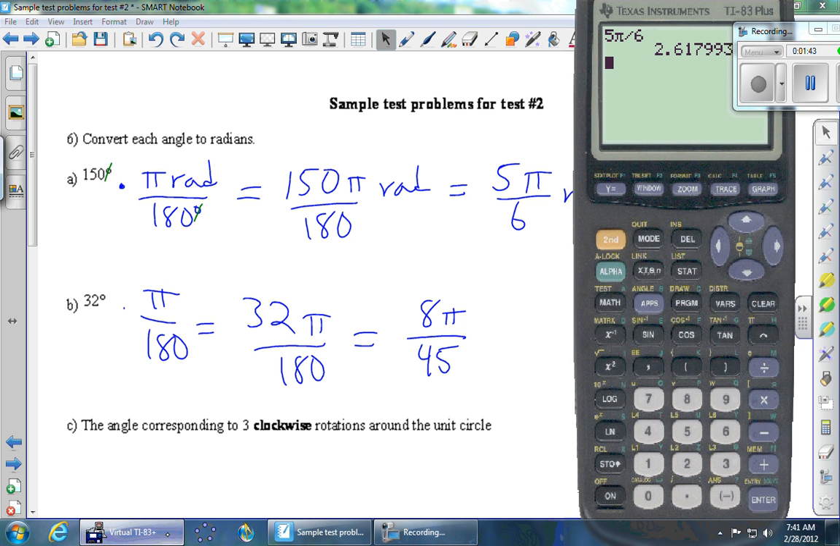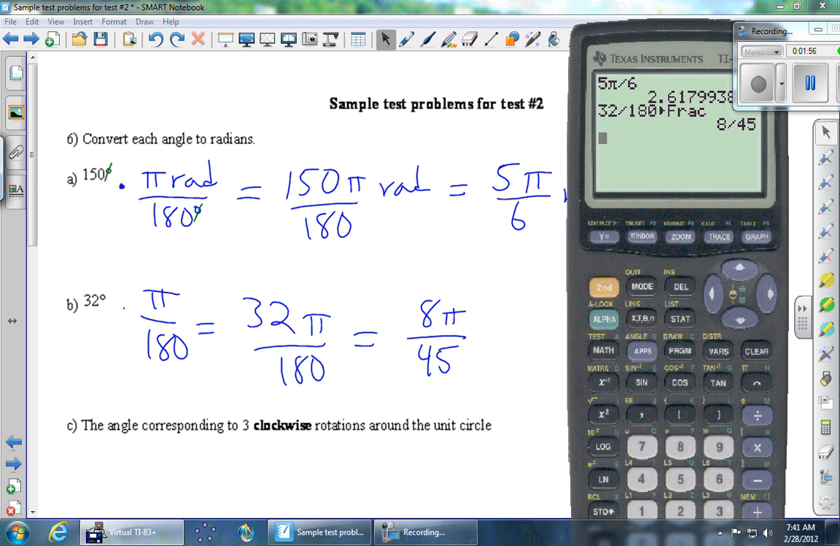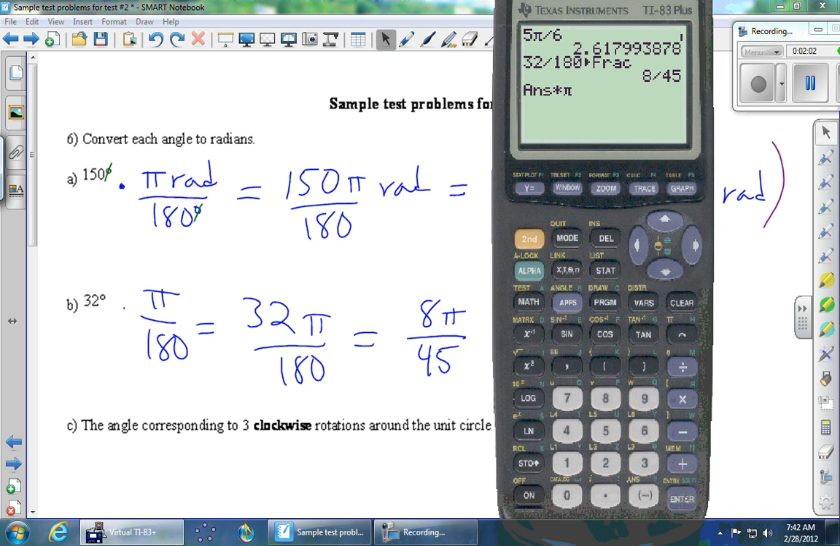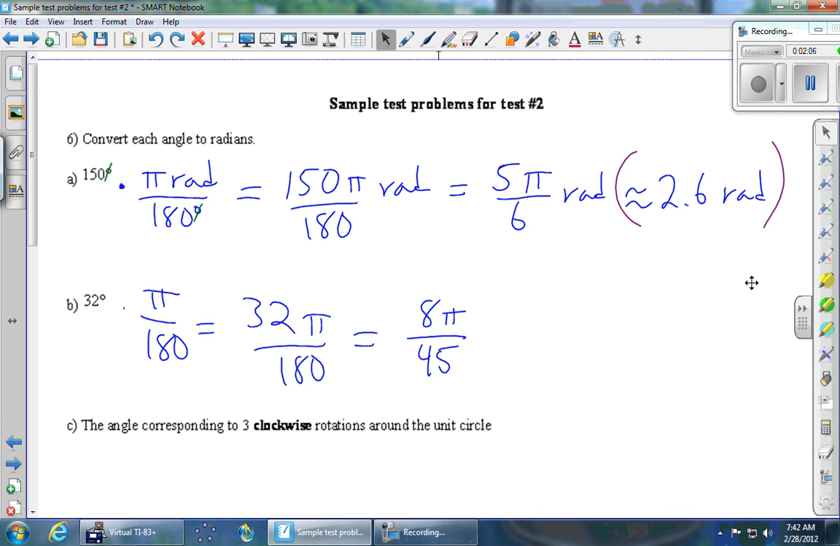If you really feel lazy, I suppose you can do that on the calculator too. If we type in 32 divided by 180, and then hit the math button, and then hit enter, it'll convert into a fraction. So 8 over 45. And if you want to multiply by pi, you can get a decimal. But 8 pi over 45 is what I'm looking for. Decimal is about 0.56. So we'll put this in parentheses.